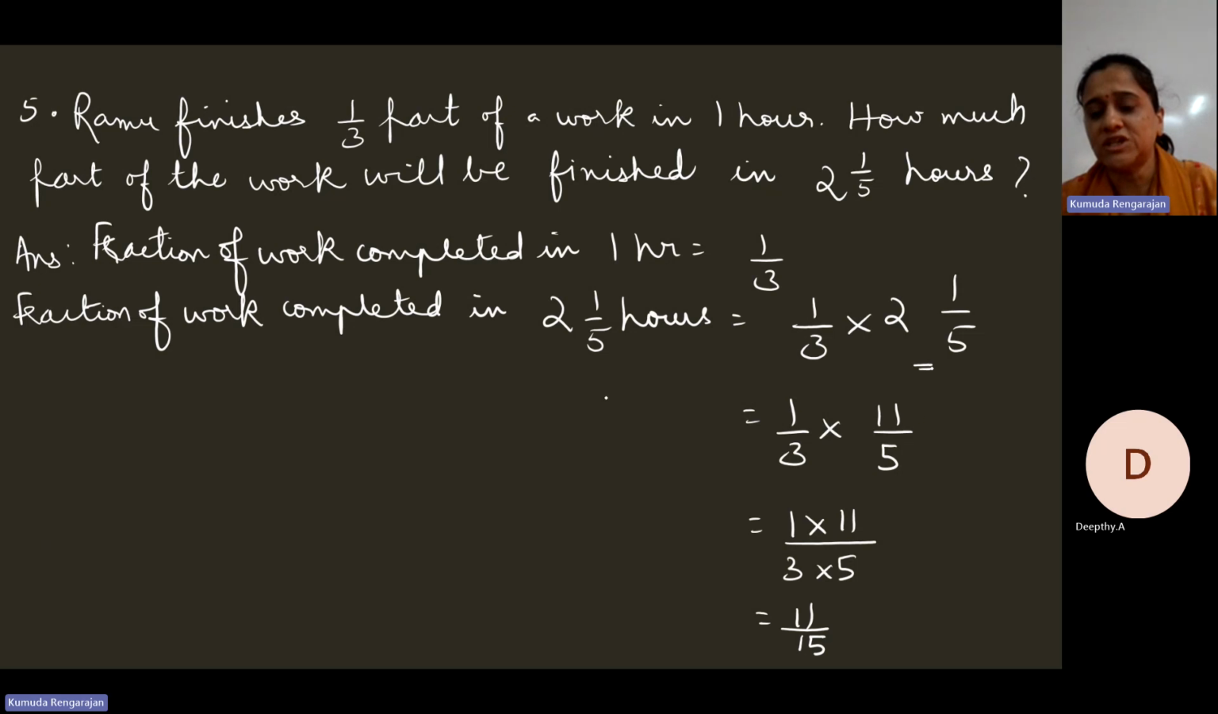Convert the mixed fraction to an improper fraction. Multiply the numerators, multiply the denominators. You cannot cancel here. The answer is 11/15, and it's a proper fraction, so don't try to write it as a mixed fraction.